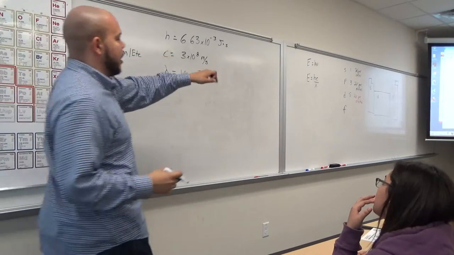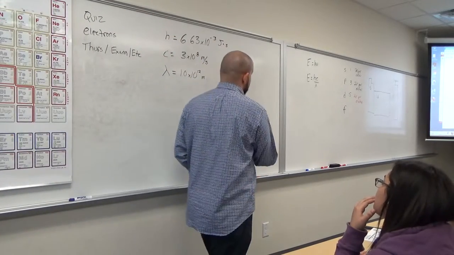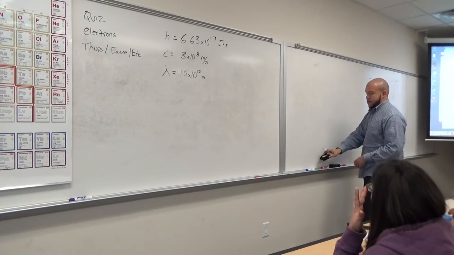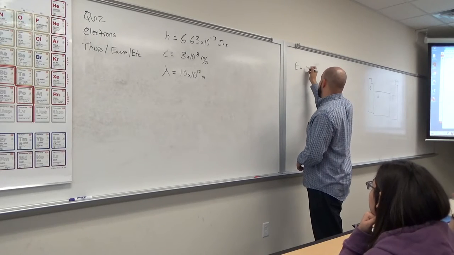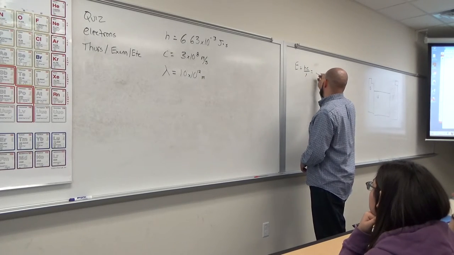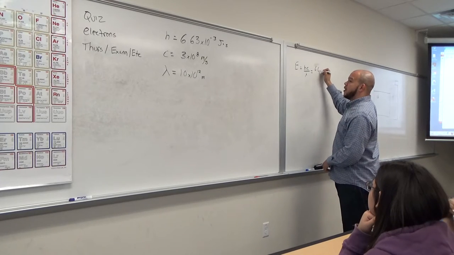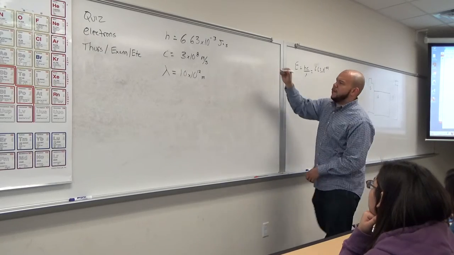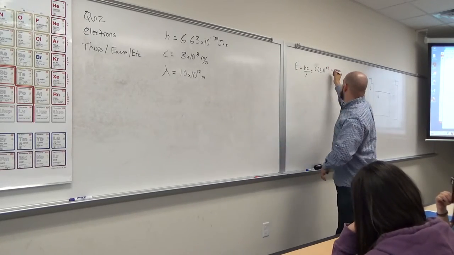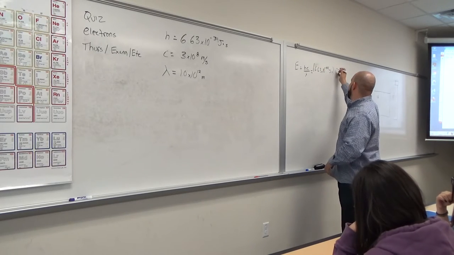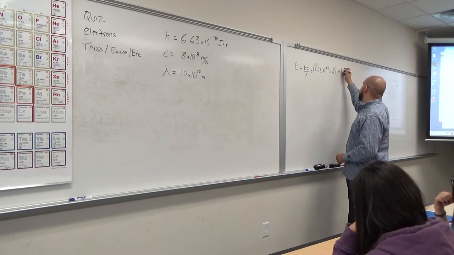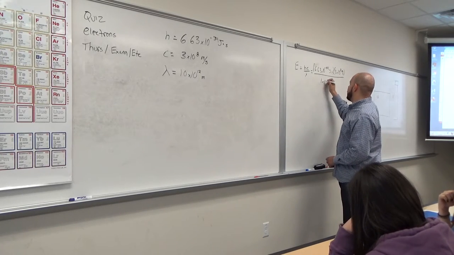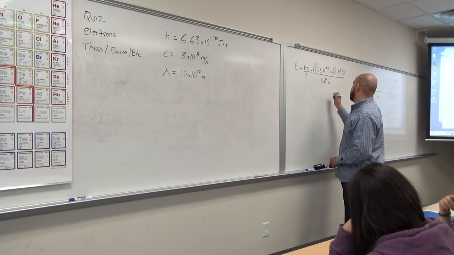If I wanted to calculate energy using these numbers, then E is equal to hc over lambda, which is equal to 6.63 times 10 to the negative 34 joule seconds, times the speed of light, 3 times 10 to the 8 meters per second, all over 1 times 10 to the 12 meters.